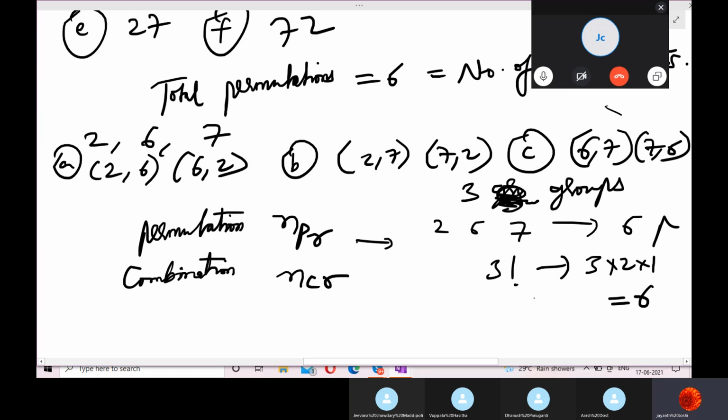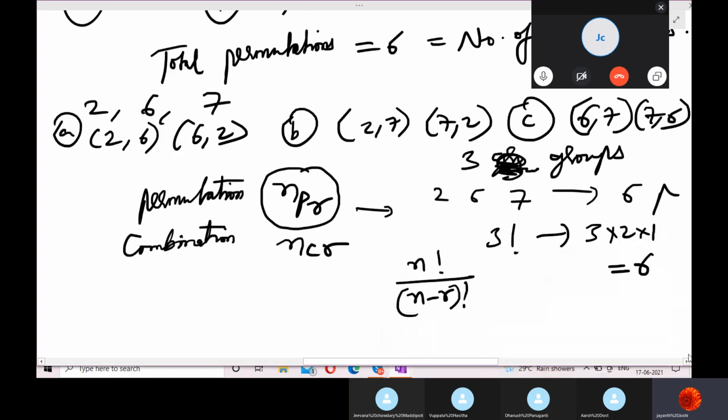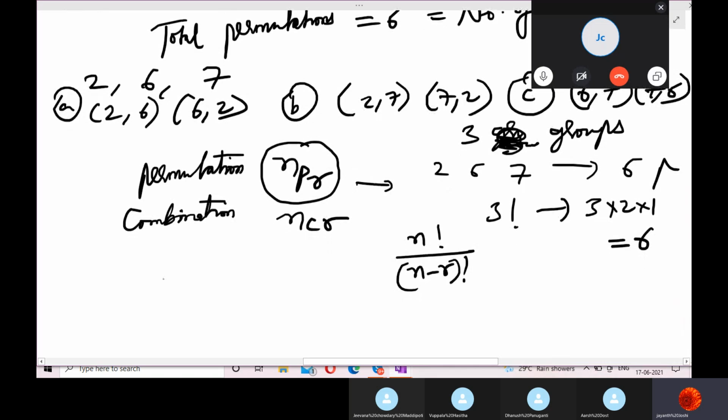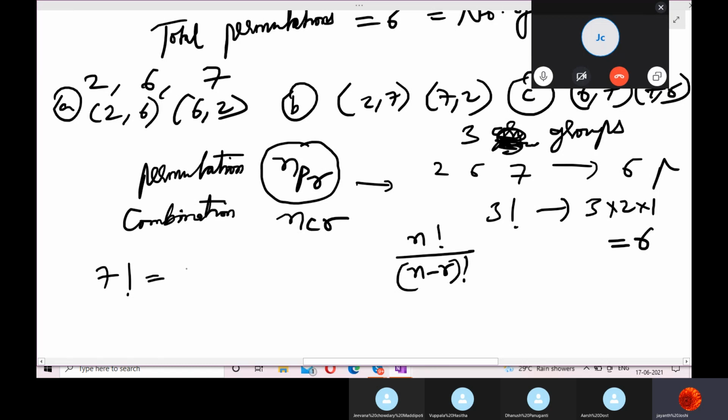And how did you get this 3 factorial? I will prove this. So this is nPr, n factorial by n minus r factorial. Okay. So first of all, what is a factorial? That is also kind of troubling you. See, factorial means, suppose I say 7 factorial. What is the meaning of 7 factorial? 7 factorial can be written as 7 into 6 into 5 into 4 into 3 into 2 into 1. This is 7 factorial.